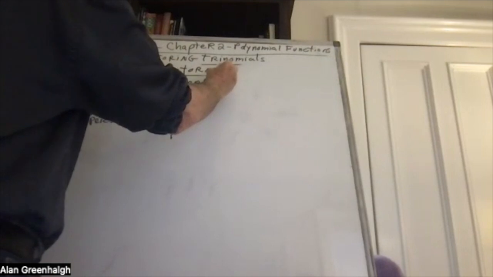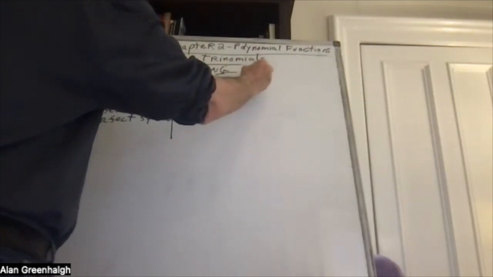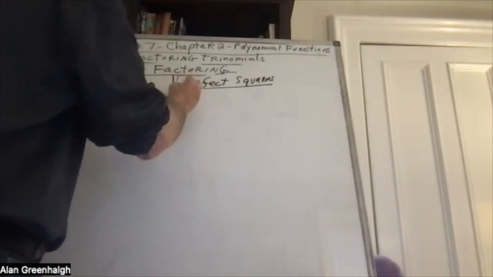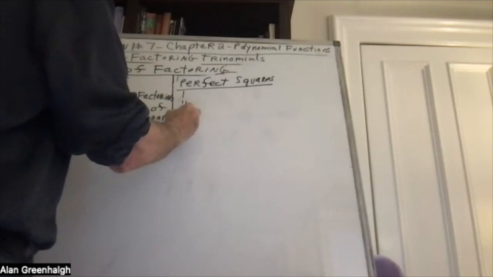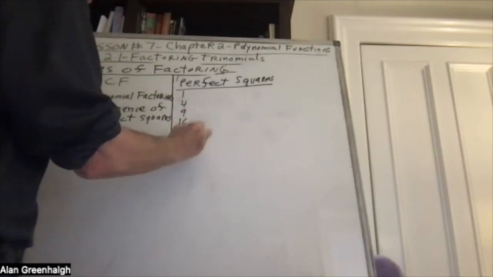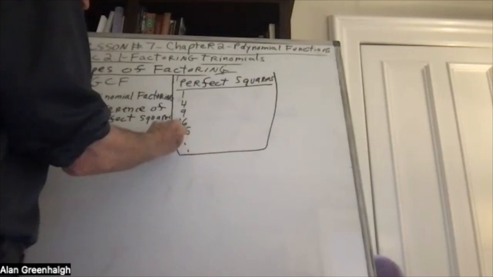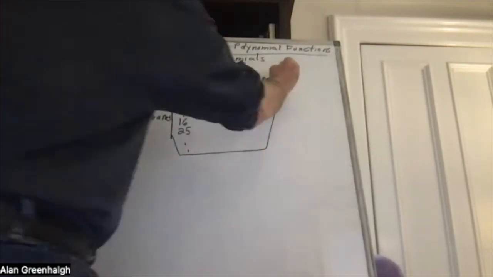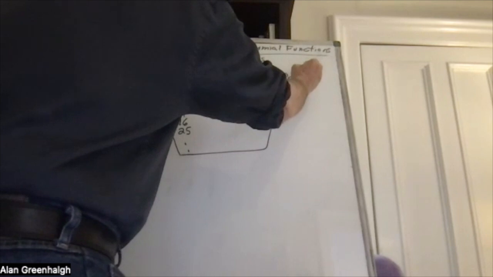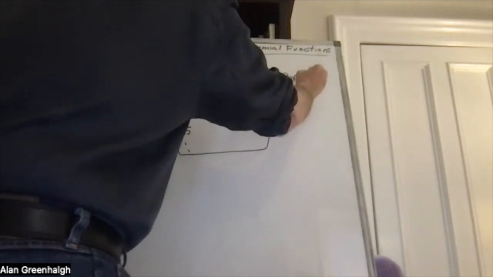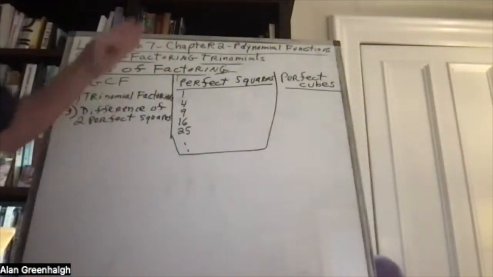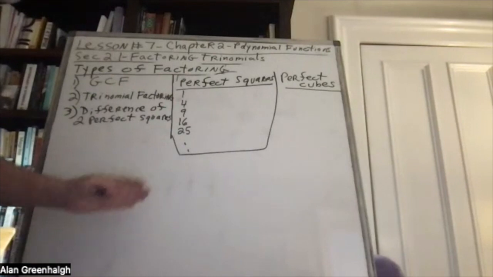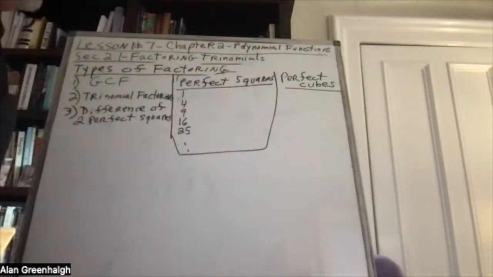Perfect squares. And we listed as many as we could think of, 1, 4, 9, 16, 25, and so on, right? And now we're going to take a look at the perfect cubes. See, the line is drawn between intermediate algebra and pre-calculus.